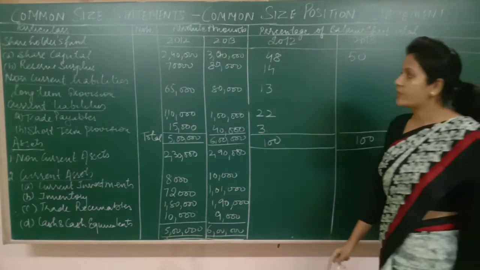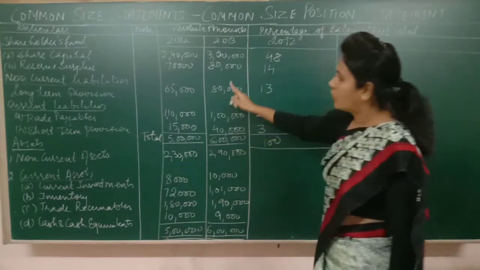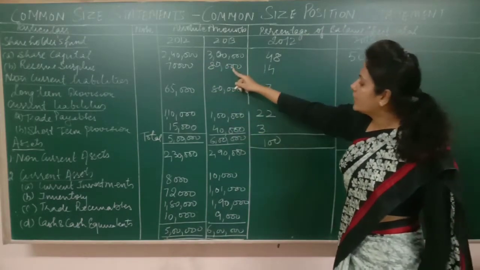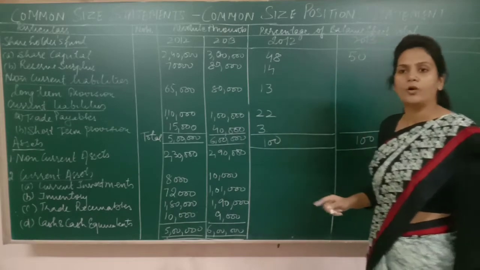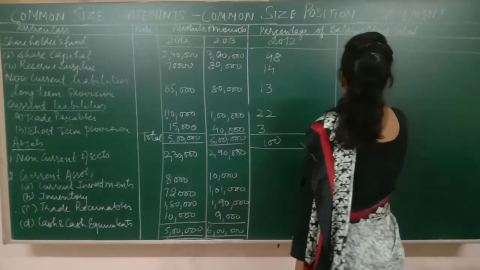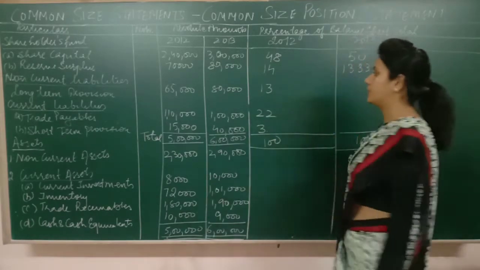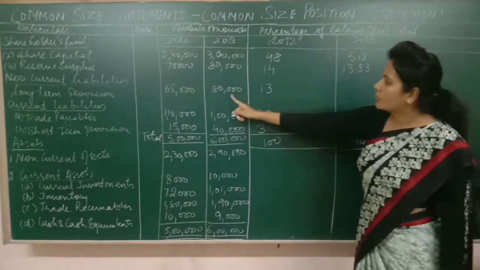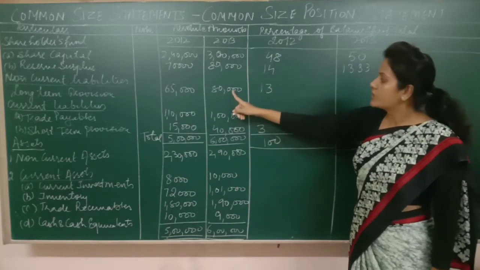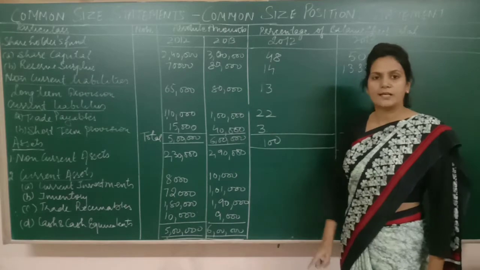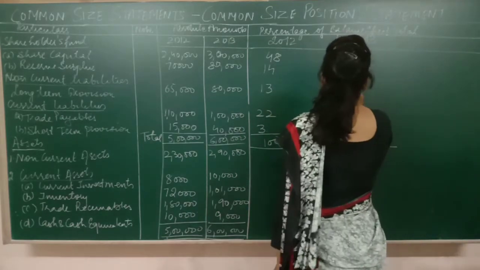Then the next term is 80,000, or you may say reserve and surplus. So 80,000 upon 6 lakh into 100, which will be equal to 13.33. Then again long-term provisions are rupees 80,000. So 80,000 divided by 6 lakh into 100, again which will be equal to 13.33%.